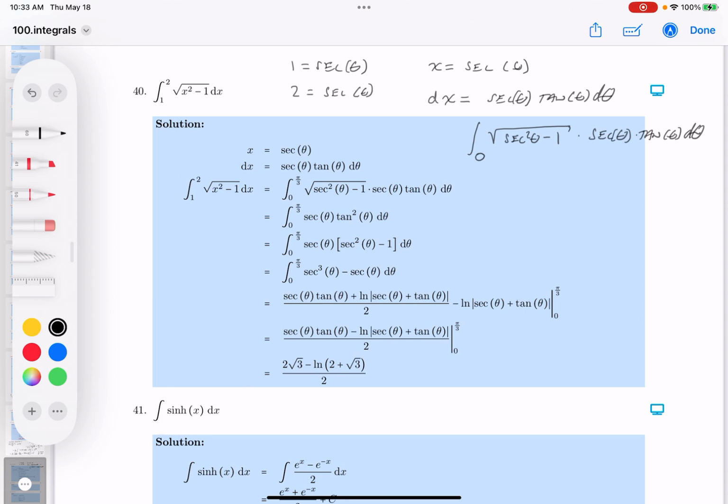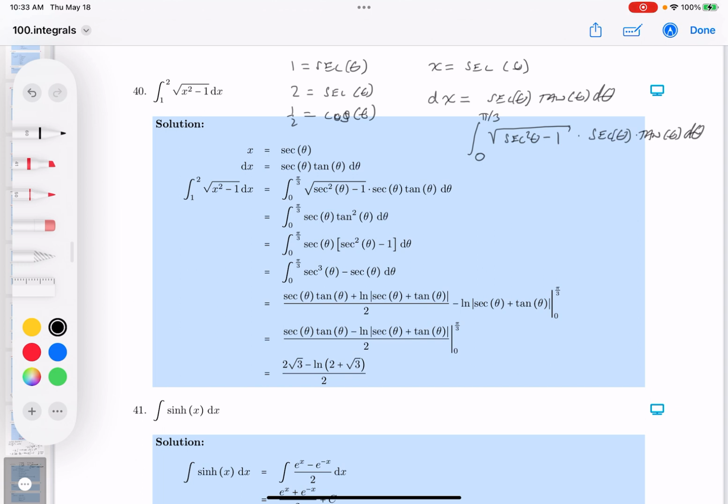Now, I'm a fan of rewriting these guys so they're more familiar to me. Like I say, the cosine of theta is a half. And when is cosine of theta equal to half? That would be what angle? That would be 60 degrees, right? And 60 degrees is pi over 3.